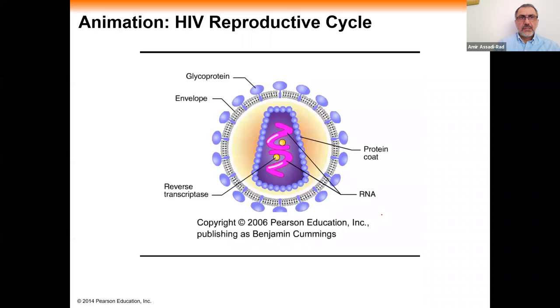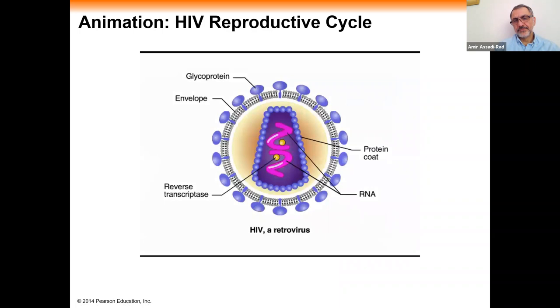Understanding the structure and life cycle of HIV, the AIDS virus, is critically important to dealing with the disease. HIV is covered by an envelope derived from a host cell membrane. Glycoproteins studding the envelope recognize and bind to receptor molecules on the host cell. A protein coat surrounds the viral genetic material, which consists of two molecules of single-stranded RNA. The enzyme reverse transcriptase enables the virus to make DNA from an RNA template, a trick for which this group of viruses is named, retroviruses.